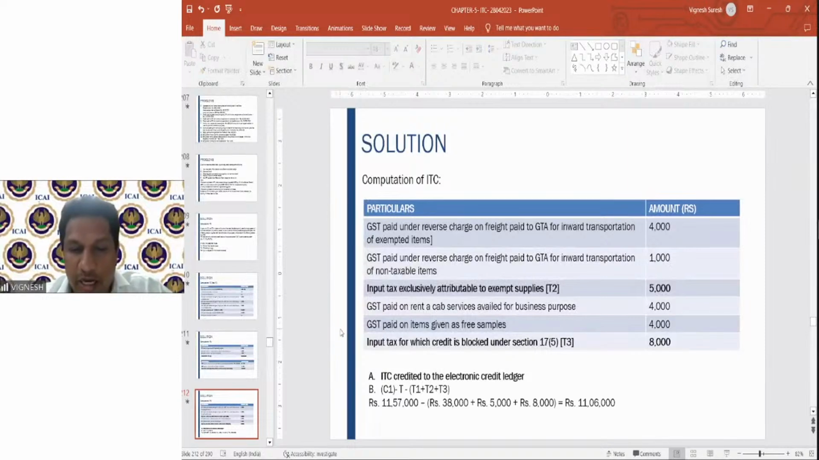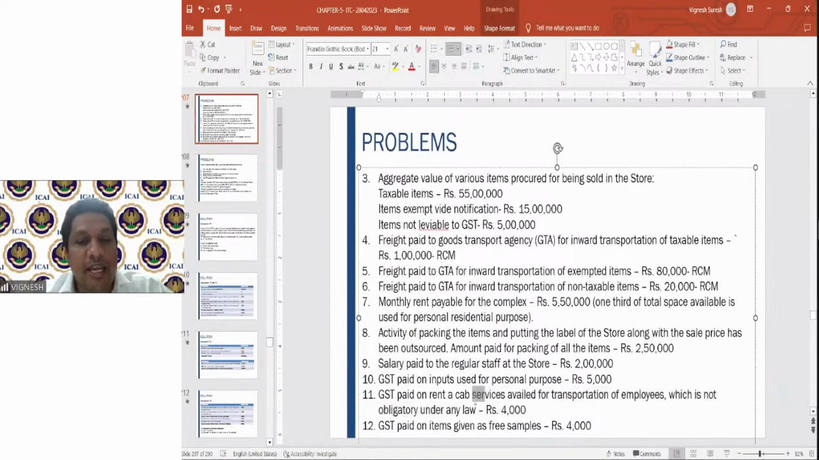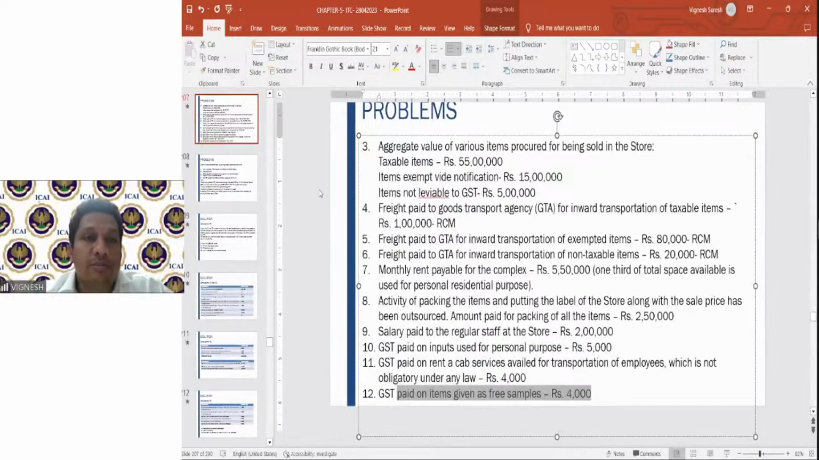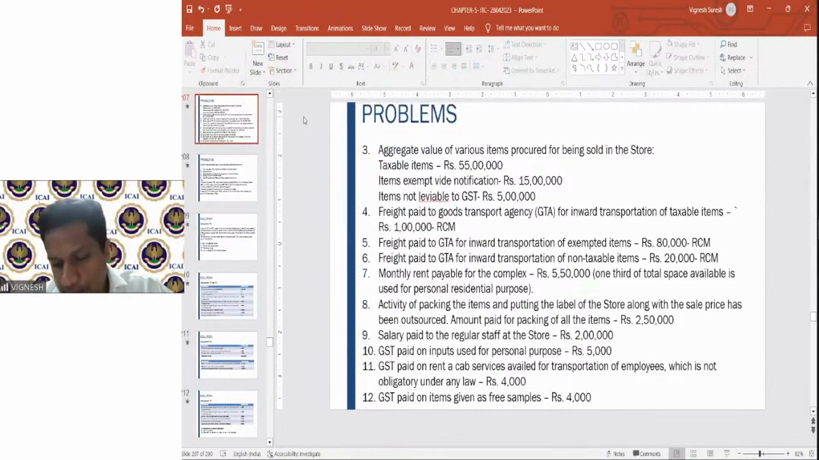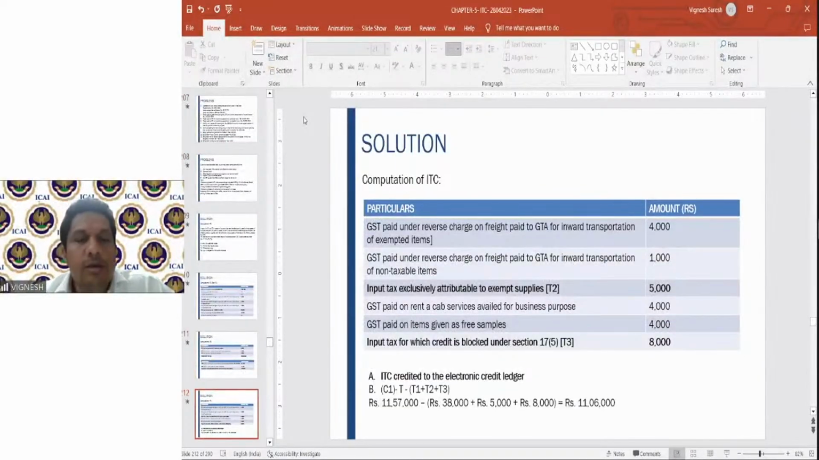Then blocked credits. What are the blocked credits? Two blocked credits are there here. Rent-a-cab services not obligatory, even under section 17 subsection 5, and items given as free samples. Items gifted, lost or stolen will also come here. So this 8,000 is your blocked credits. So what is the ITC to be credited to the electronic credit ledger? 11,57,000 minus T1 plus T2 plus T3. 11,06,000 is the amount to be credited to the electronic credit ledger. I hope till here everyone is clear.